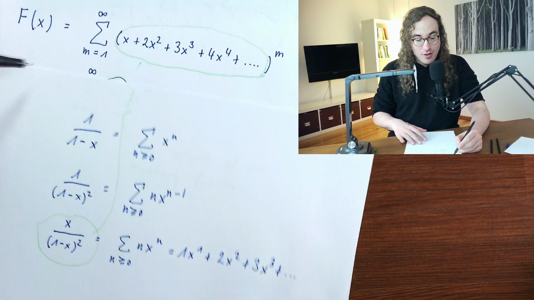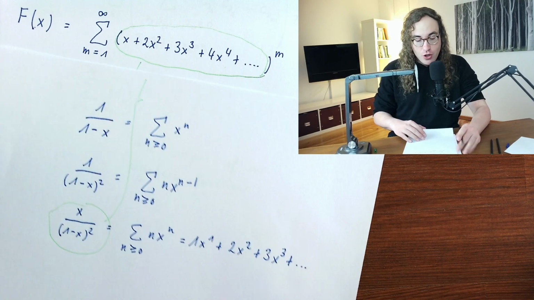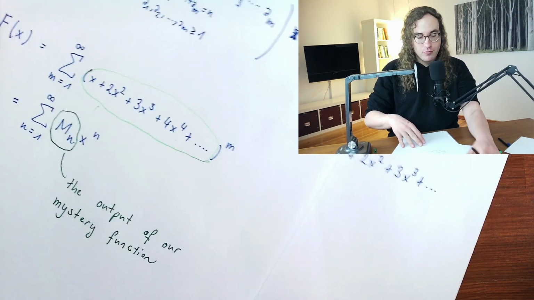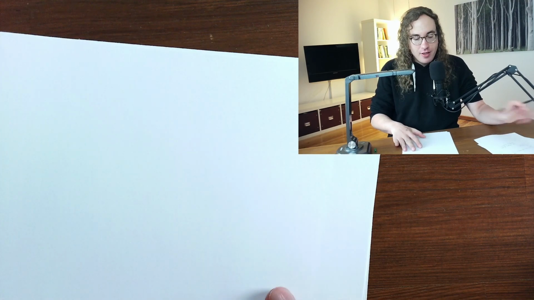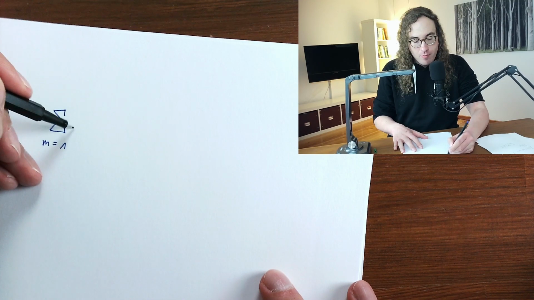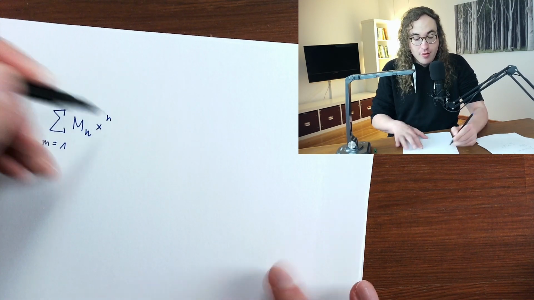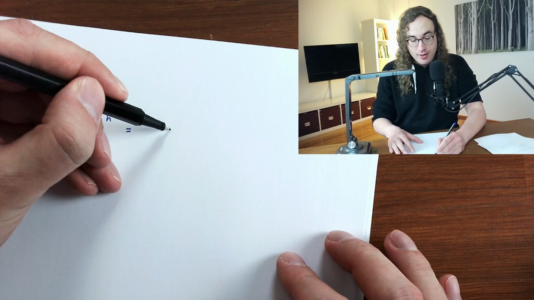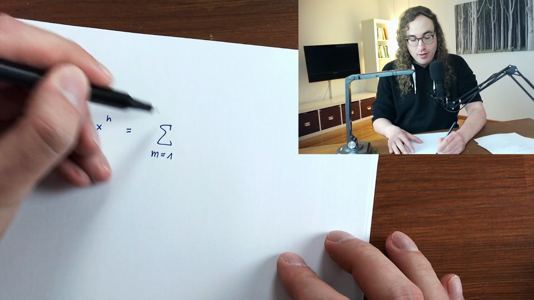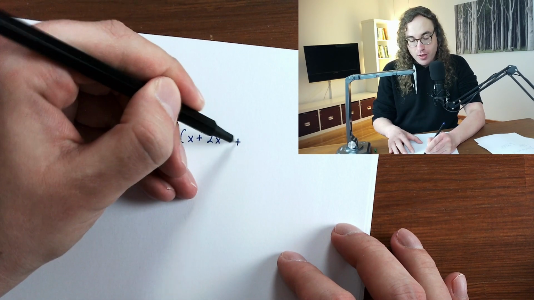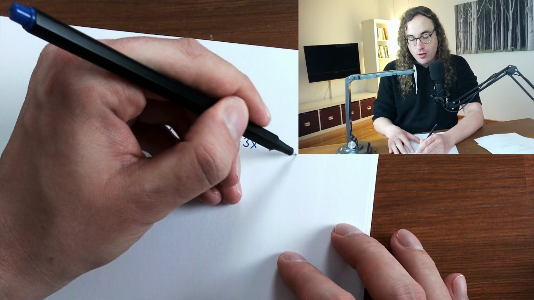So let's just spell this out differently. So what have we discovered? I have now discovered that I can write the function which encodes the values mn of our game in its coefficients. I can write this as the sum from m from 1 till infinity of x plus 2x squared plus 3x cubed and so on to the m.